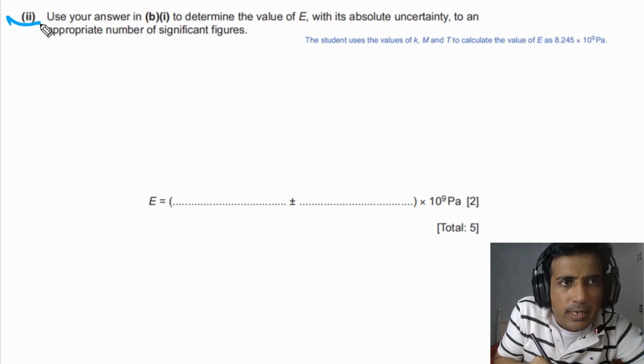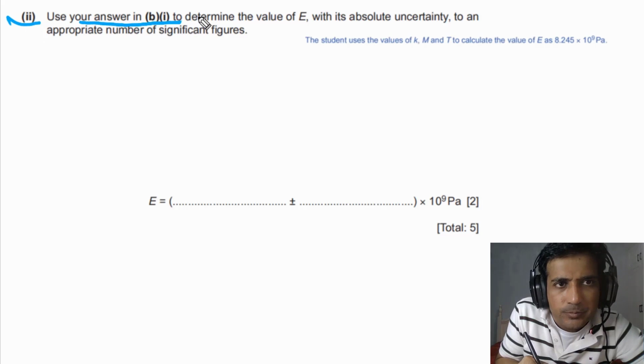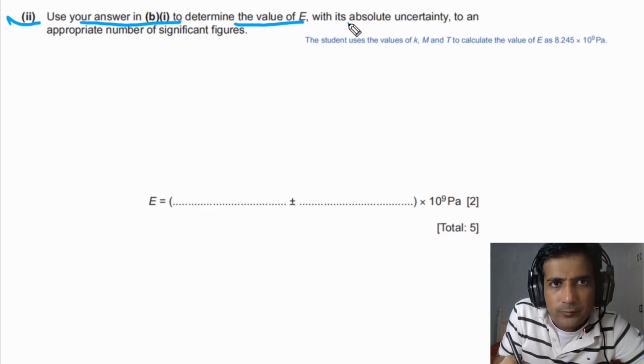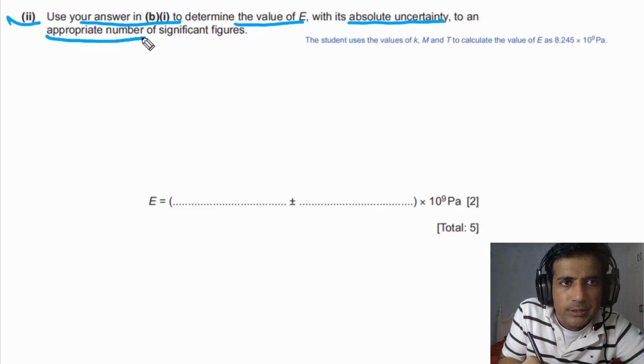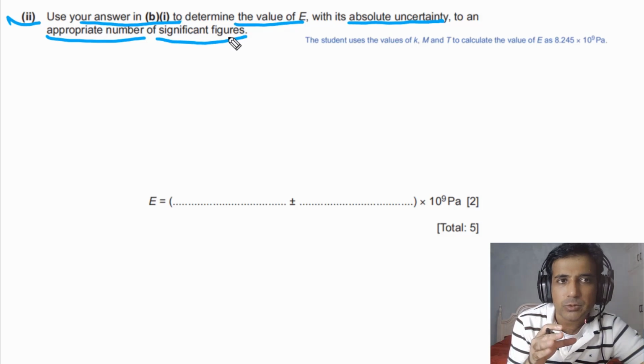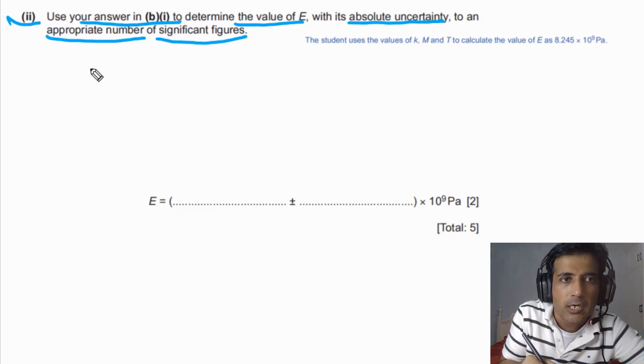For the second part, we need to use our answer from D1 to determine the value of E with its absolute uncertainty to an appropriate number of significant figures. This is very important, so you need to take care of significant figures in this question. If you do not take care of significant figures, you will lose 1 mark. So let's try to understand how we can answer this question.